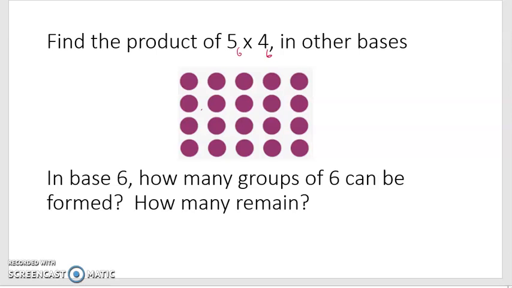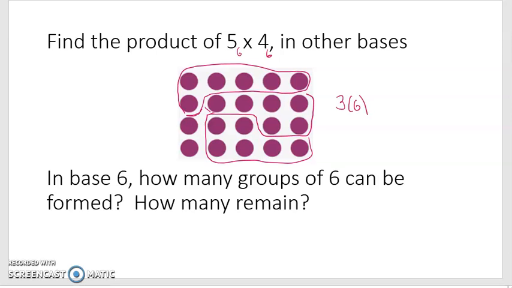So we've got one group of 6 here. We've got one group of 6 here. And a group of 6 here. So 5 times 4 in base 6 is 3 groups of 6 with 2 remaining. And that would be, in base 6, that would be 31, base 6. So 5 times 4 in base 6 is 31.